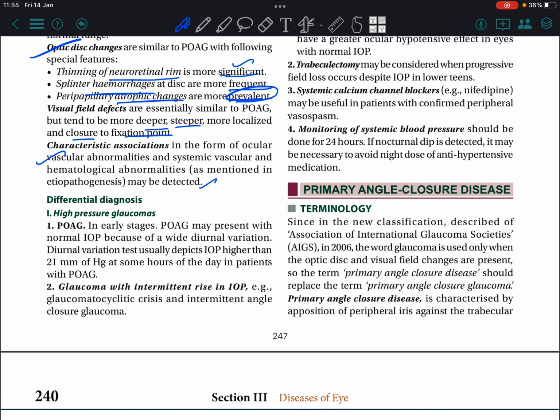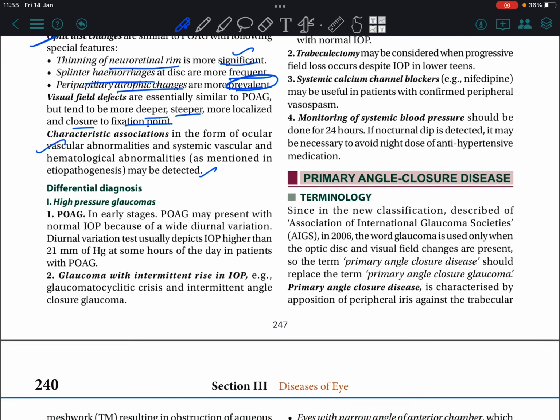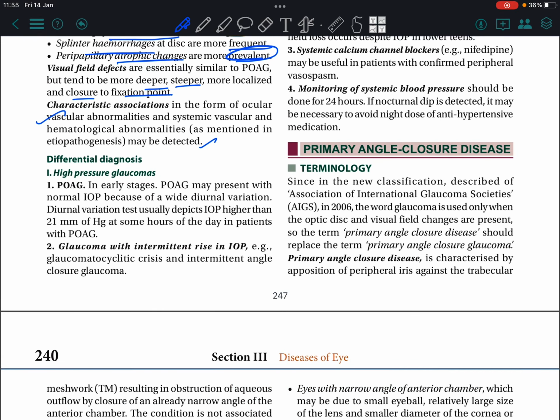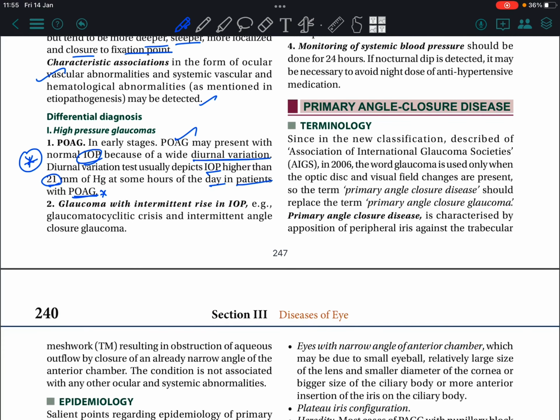Differential diagnosis: high pressure glaucoma, POAG. In early stage, POAG may present with normal IOP because of wide diurnal variation. Diurnal variation test usually depicts IOP higher than 21 mmHg at some hours of the day in patients with POAG. Glaucoma with intermittent rise in IOP, example: glaucomatocyclitic crisis.